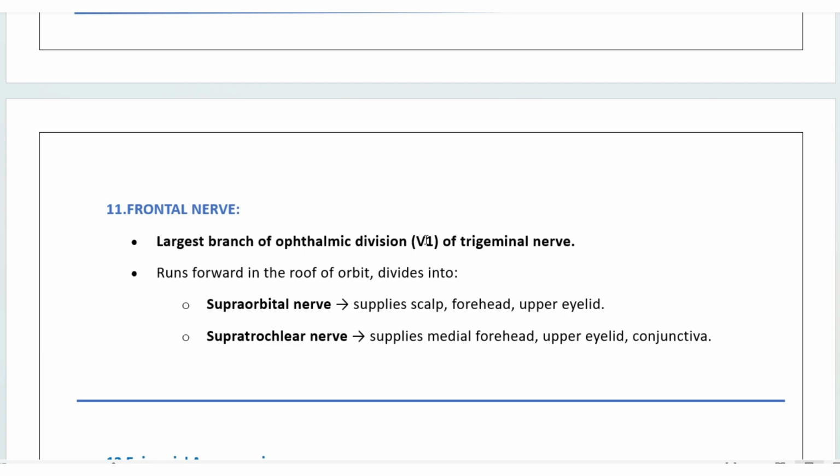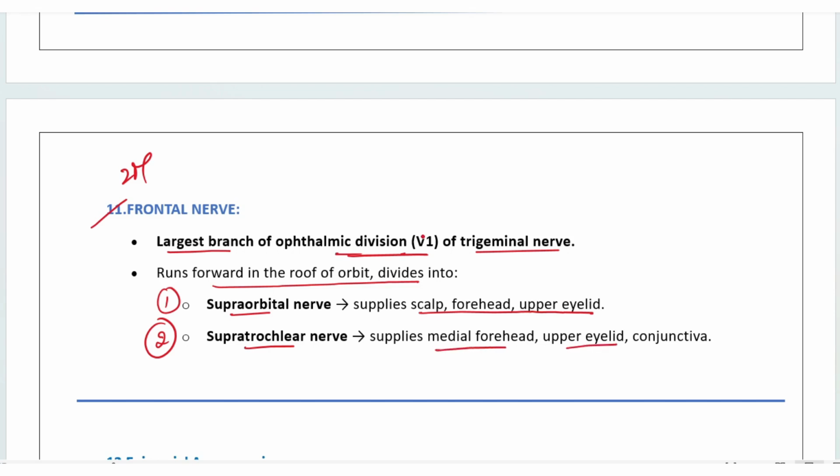Now we have covered all the 5 markers. Let's move on to the 2 markers. That's the frontal nerve, the first 2 marker. It's the largest branch of the ophthalmic division of the trigeminal nerve. It runs forward in the roof of the orbit where it divides into the supraorbital and supratrochlear nerve.